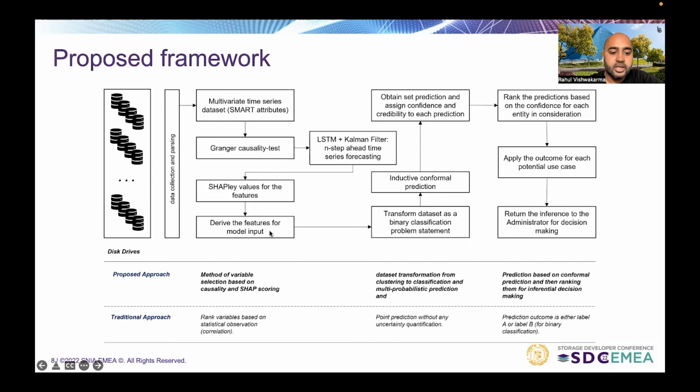Finally, once we get the data, we feed it to the conformal framework, and then you can use any of your favorite algorithm. You can use inductive conformal prediction or transductive conformal prediction, where transductive is like offline and inductive you can think of like online. Finally, you get a confidence and the credibility, and then the actual inference part starts. You rank them, see what the potential outcome was, and make the inference. So here I have described the proposed approach and the traditional approach.